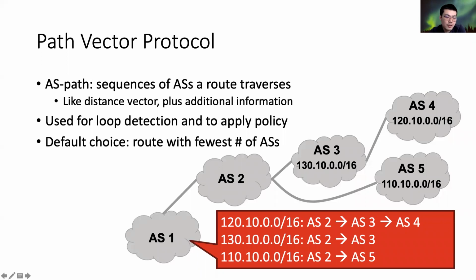And this is also used for loop detection. If you find a loop, you will be able to find it from the AS list. Also, you can apply policy. Let's say, hey, I don't want to route through certain AS, let's say AS3, you can do that. If you don't have any policy there, then we use a default choice: the route with the fewest AS is chosen as a priority.